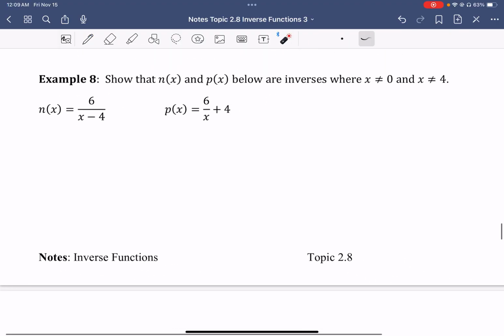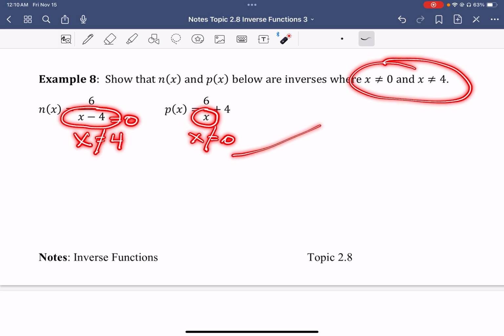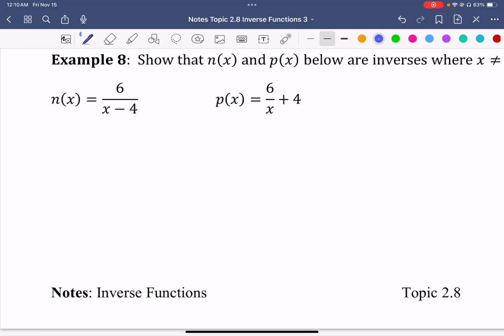Okay, the reason that they put these domain restrictions is because we know that the denominator can never equal 0. So if I set this equal to 0, I get x equals 4, and if I set this one equal to 0, we get x equals 0, and we cannot have zeros in the denominator. So that's why these domain restrictions are important. We need to skip over the values that are going to give us an undefined output. Okay, so now we're going to do composition in both directions. It doesn't matter which one you do first, because you need to do both of them, and both of them need to give you x. So as long as you do them both and you get x, it doesn't matter which one you do first.